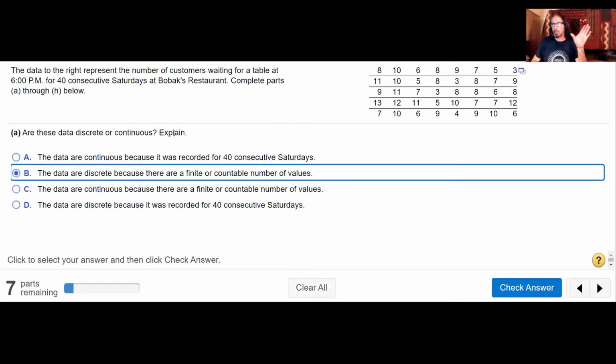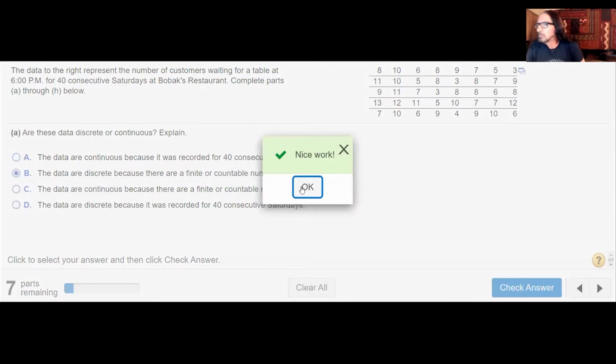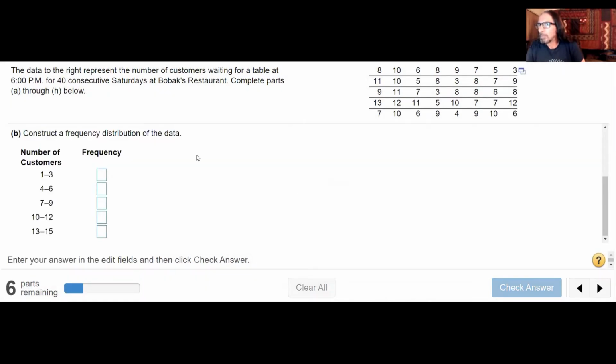Again, I define discrete variables as ones where two different scores have a smallest distance between them. That is equivalent to the definition used in this book, that they have a finite or countable number of values. So here, filling in the frequency table, that's where I want to put things in order.